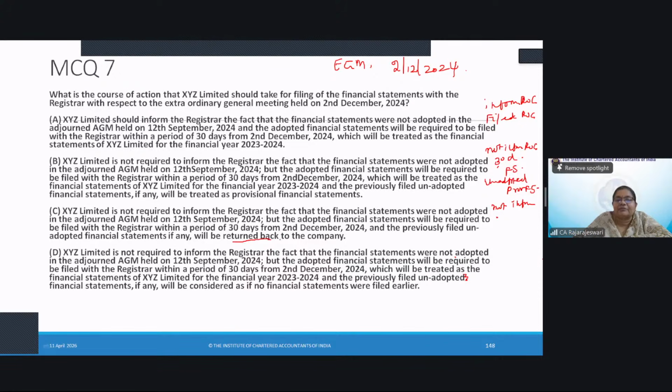So returned back to the company, and here it is not inform, need not inform, but the adopted financial statements will be required to be filed with the registrar within 30 days from 2nd December 2024, which will be treated as the financial statement, and the previously filed unadopted financial statements will be considered as if no financial statements were filed earlier.